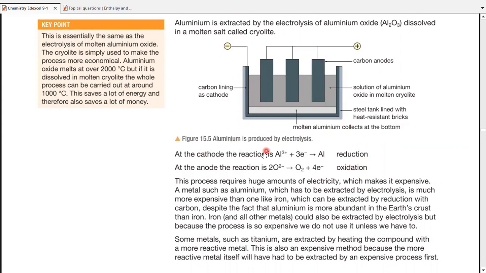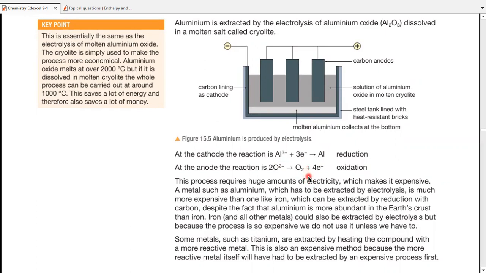Now, the equation for cathode and the equation for anode is pretty simple. Since aluminum has lost three electrons, it would gain three electrons to become balanced. Oxygen has two extra electrons. It would give out those extra electrons to become an atom. But since we are taking two oxygen atoms, a total of four electrons are given out. Those two oxygen atoms then react together to form an oxygen molecule.